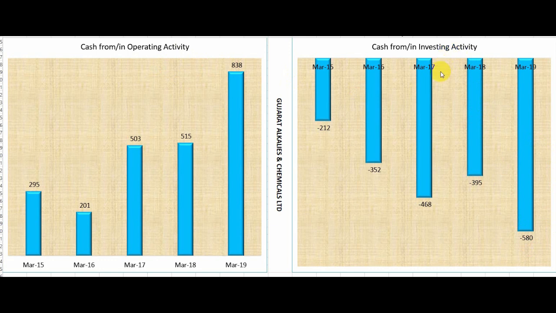Investing activities are those activities like buying or purchasing of fixed assets, or investing in mutual funds or deposits of the banks, and so on. So I generally would not like a company's investing activity to exceed the cash it has earned in a particular year. As an example, in March 17, the company has earned a cash of 503 crores through operations, and in March 17 it has invested 468 crores. So it has consistently invested less than what it has earned through operating activity.